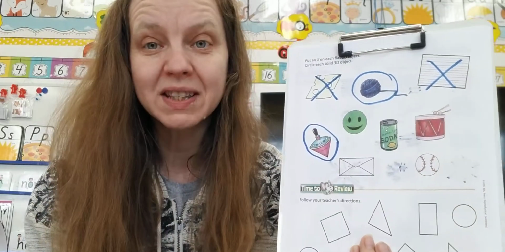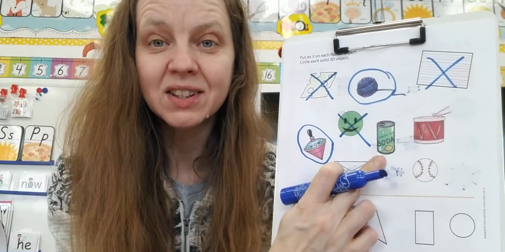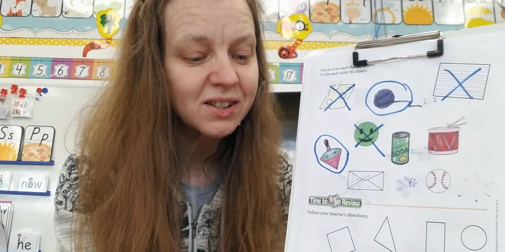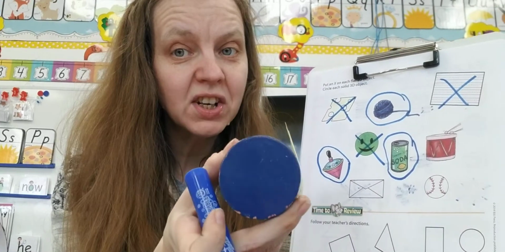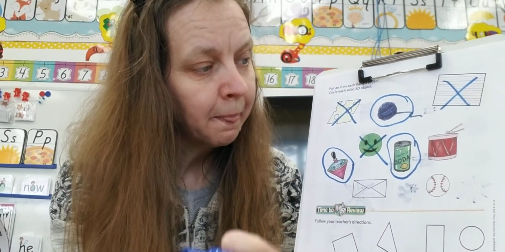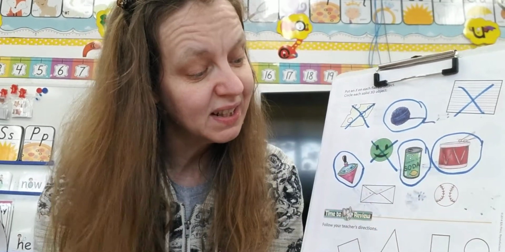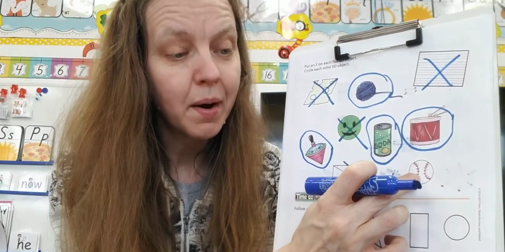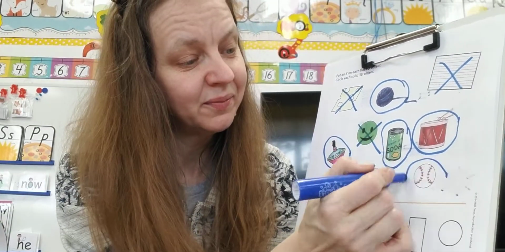How about a smiley face sticker? Flat, cross it out. Ooh, look at that can. Do you remember what shape a can is? It's a cylinder, so go ahead and circle it. It's not flat. It's got those flat edges, but the middle is round. How about the drum? Same thing, it's another cylinder, so circle it. Envelope. Yeah, that's flat. Cross it out. The ball, that's another sphere, so circle it.